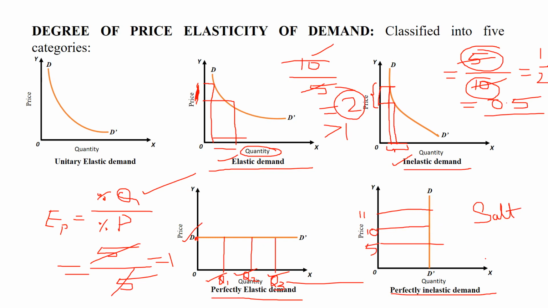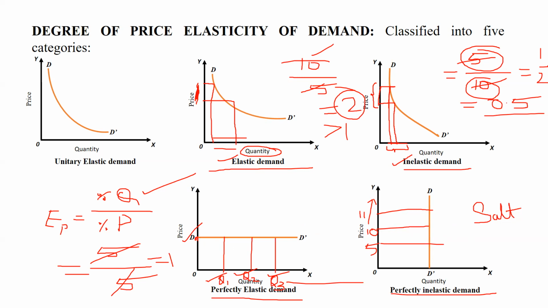Suppose there's a change in the price of salt, so will you start consuming more salt? No, not at all, because whatever your body is demanding, that salt only you consume. And same here, when the price is higher, will you consume less salt? No. Whatever your body is demanding, you have to consume the same quantity of salt. Right. So that means here price would vary, but demand will not change.